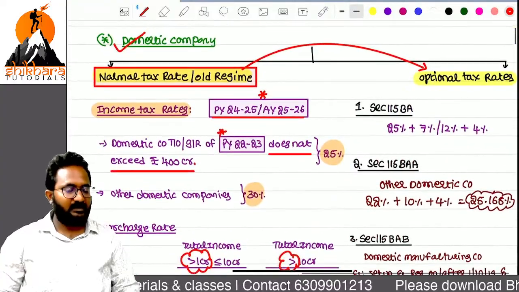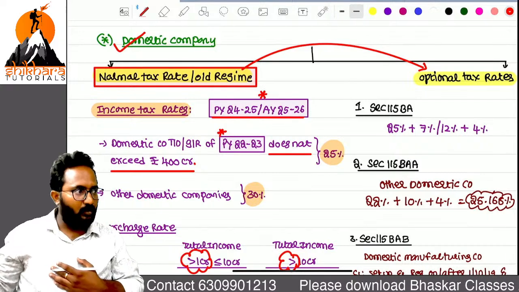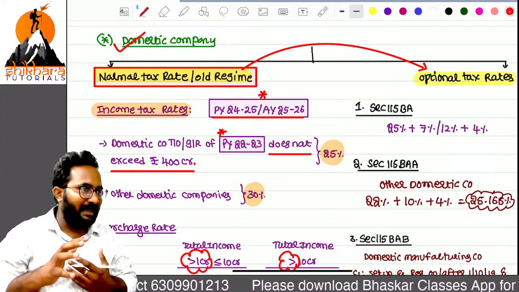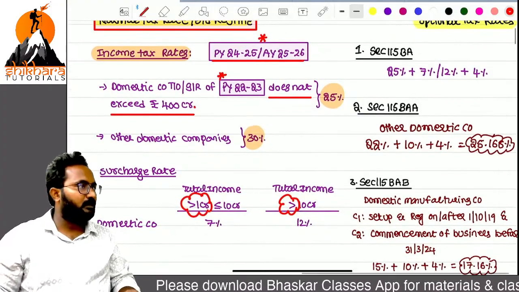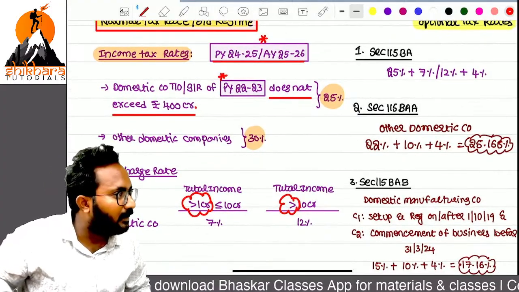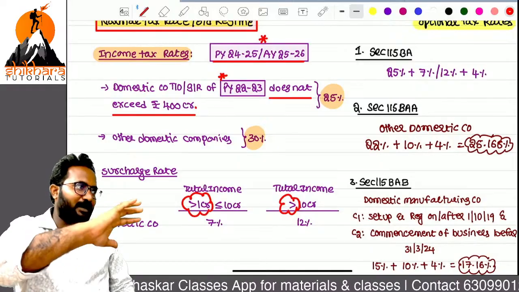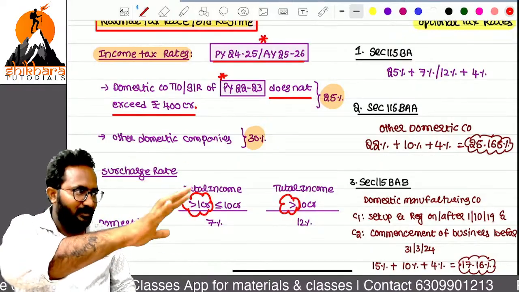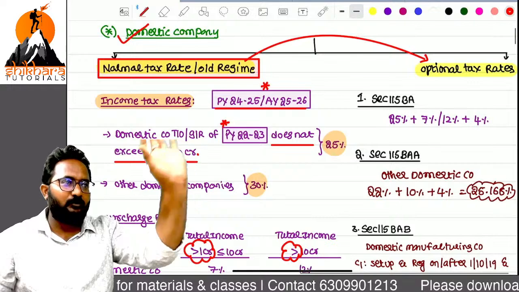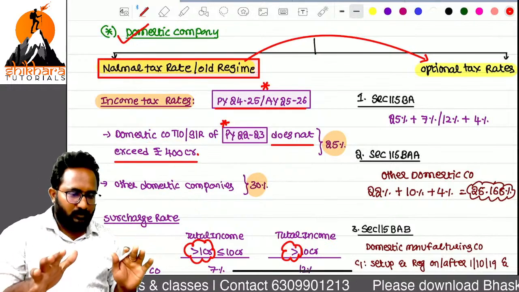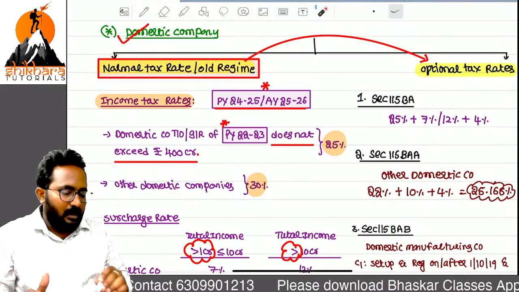Sir, domestic company means our Indian companies only, registered under the Indian Companies Act. For those companies, I want to encourage them, that's why the option is given. Wait, I will tell you. Listen first. I think you have a doubt comparing with individual, HUF, AOP, BOI. Forget about that, I will tell you again. For companies, forget about individual, HUF, AOP, BOI. So here, normal is the old regime, and next is the optional one.